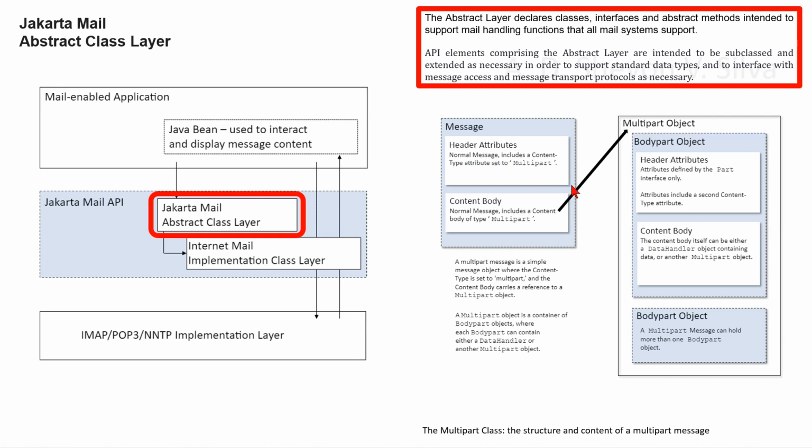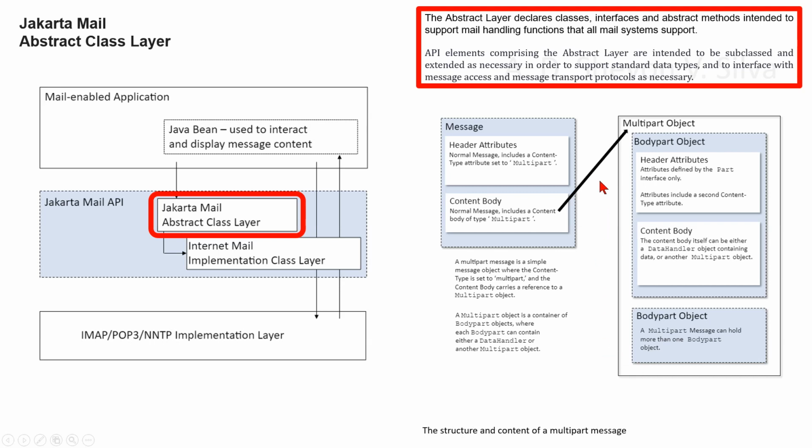The multipart class is a container class that contains objects of type body part. A body part object is an instantiation of the part interface. It contains either a new multipart container object or a data handler object. This figure illustrates the structure and the content of a multipart message.